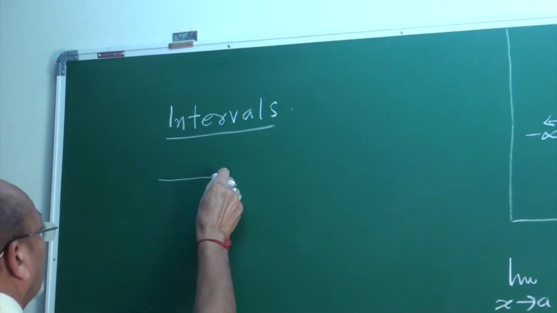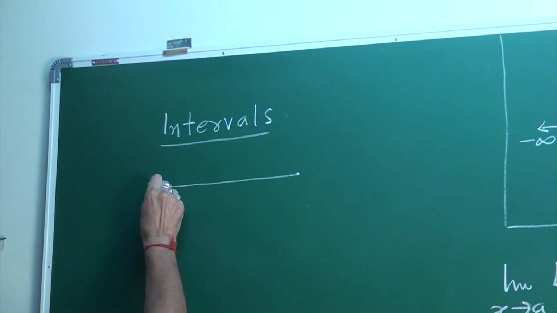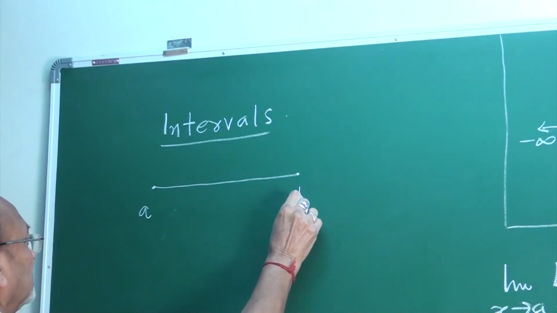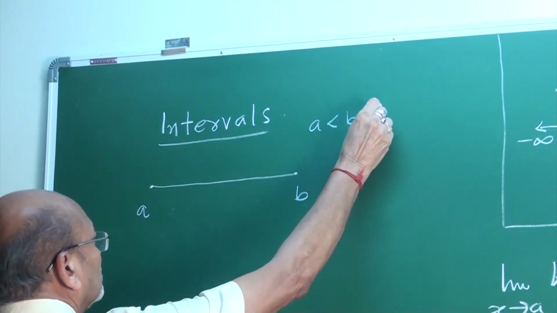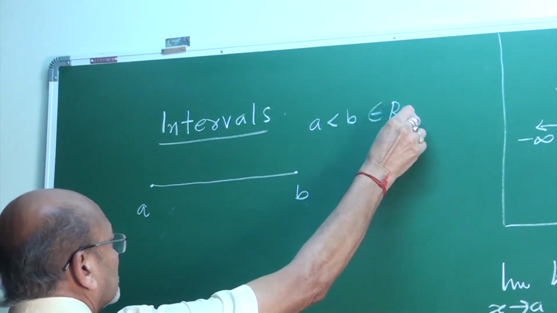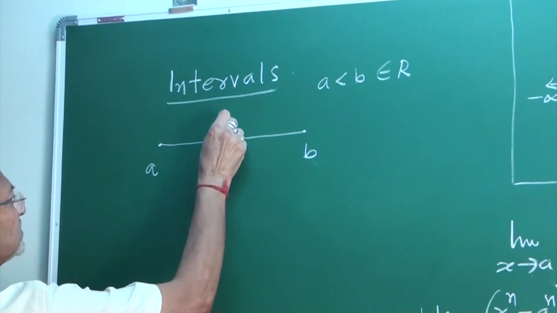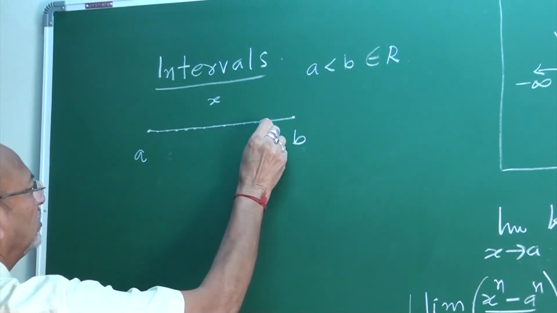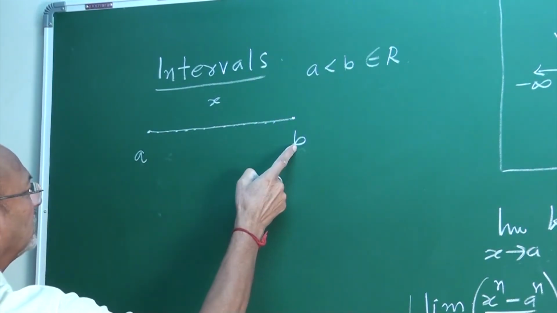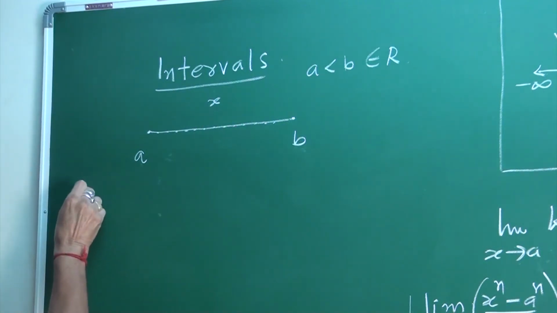Let a and b be two real numbers such that a is less than b. Now, if x takes only the values between a and b, except a and b, that is called an open interval.